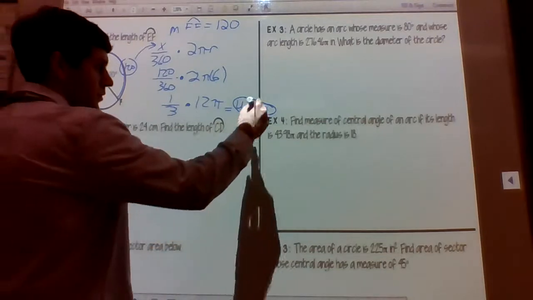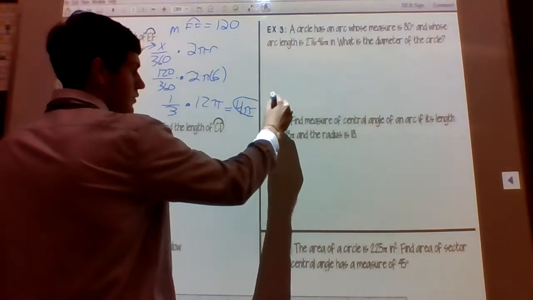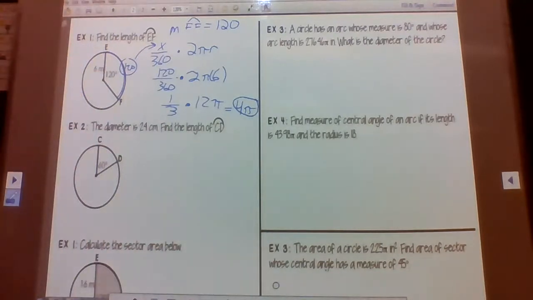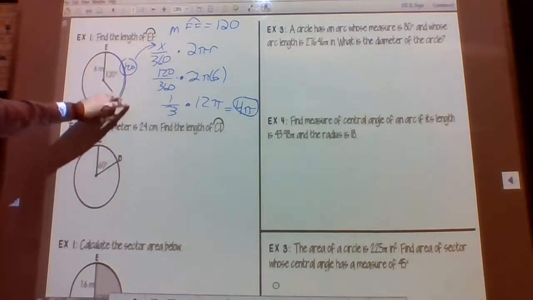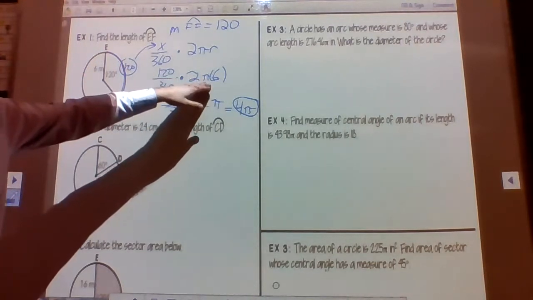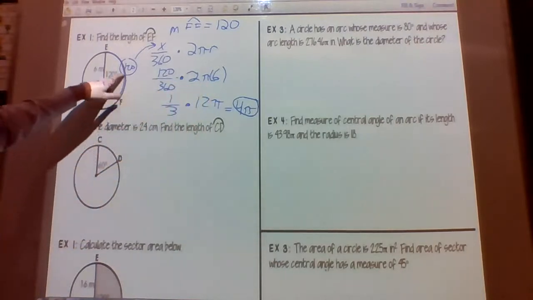I don't want to confuse you with the units, though. Let me just say the circumference is 4 pi. The portion of the circumference that is our EF, right? So we have a circle. The circumference of that is 12 pi. It's 2 pi r. So 12 pi is the circumference.